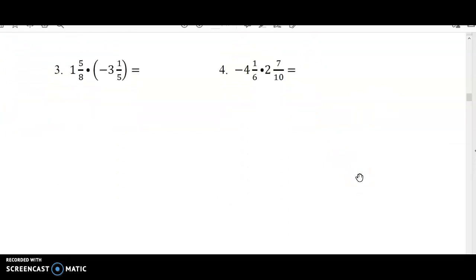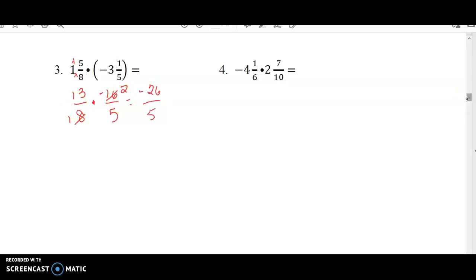Number 3 and 4. Now we have our mixed numbers. So first things first, change them to improper. So again, 8 times 1 plus 5 is going to be 13 over 8. So 13 over 8. Times, and then 5 times 3 is 15 plus 1 is 16. That's a -16 now, over 5. So here, cross simplify. 3 and 15, the only thing that goes into there is 1, so we're not going to do that one. So you have 8 and 16. 8 divided by 8 is 1, 16 divided by 8 is 2. Now I'm going to multiply across. 13 times -2 gives me -26 over, and then 1 times 5 is 5.